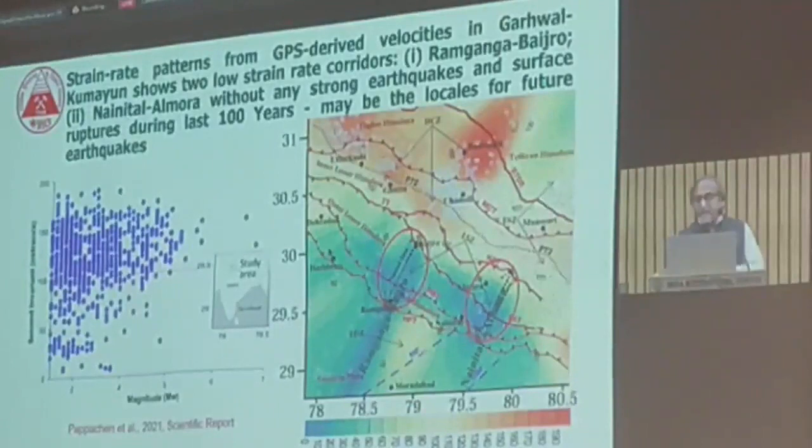And in the high strain pattern, you can see that this was the 1999 Chamoli earthquake, this was the 1991 Uttarkashi earthquake.